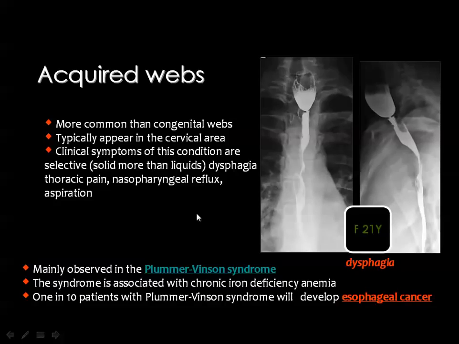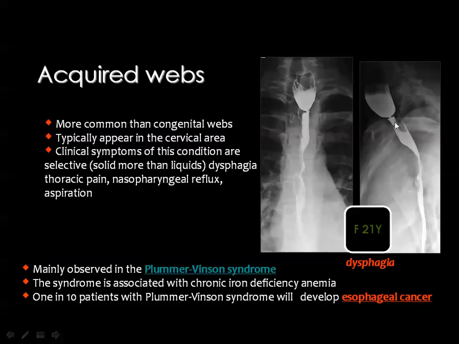And these webs are commonly associated with this syndrome, which is known as the Plummer-Vinson syndrome. And this syndrome is in many cases associated with chronic iron deficiency anemia. And you know that about 10% of the patients with Plummer-Vinson syndrome may develop an esophageal cancer.